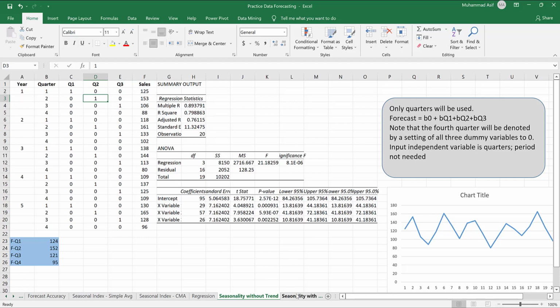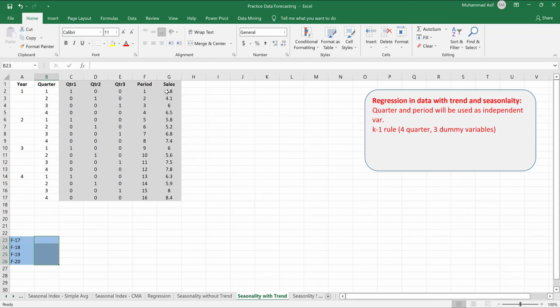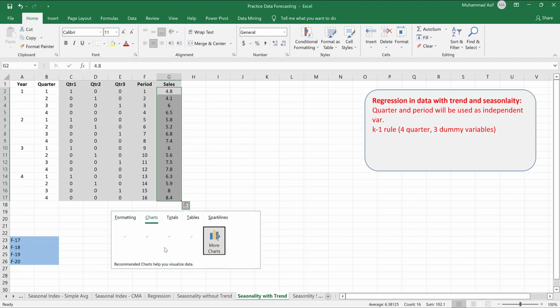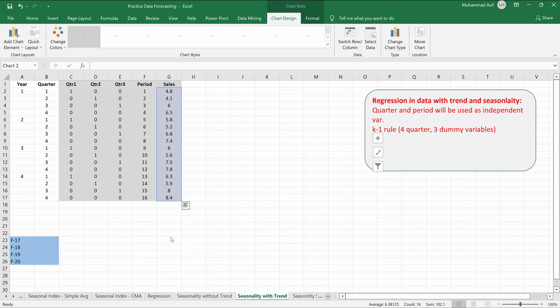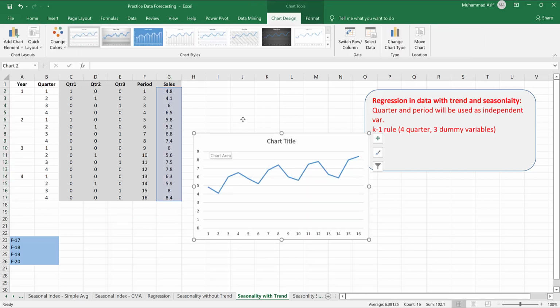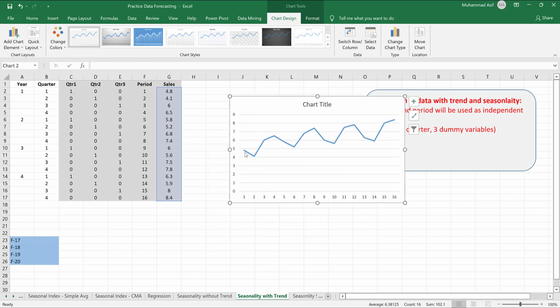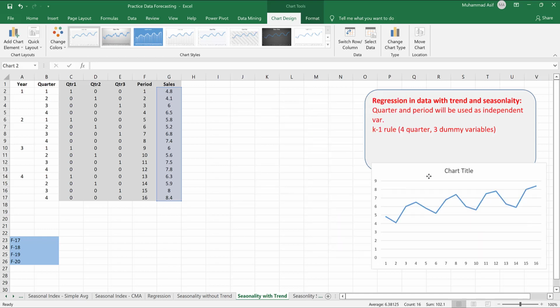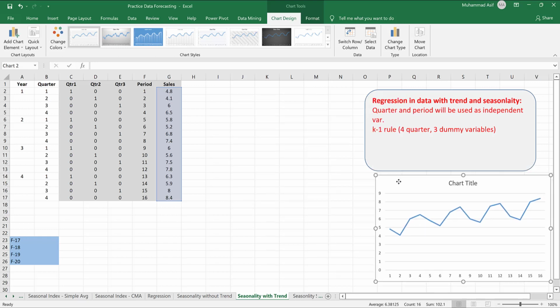The next thing is that we might have a situation where there is seasonality and then there is trend. So for example, let's look at this data, and if we make a plot, you can clearly see there is some trend. For instance, the first value is close to 4.8, less than 5, and the other one is very close to 8.4 or 8.5. So there's clearly a trend, which means this is a situation in which we have to deal with two things: one is quarters and seasonality, and the other is the trend.